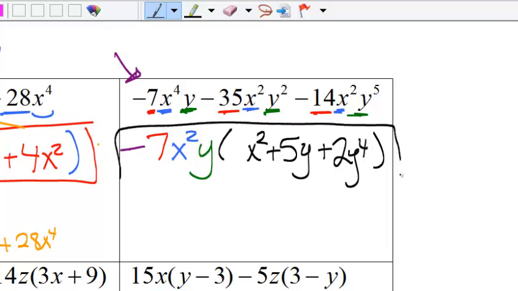This is the factorization. I can look inside the parentheses between x squared, 5y, and 2y to the 4th and see that there's nothing else common, so I know that I've completely factored.